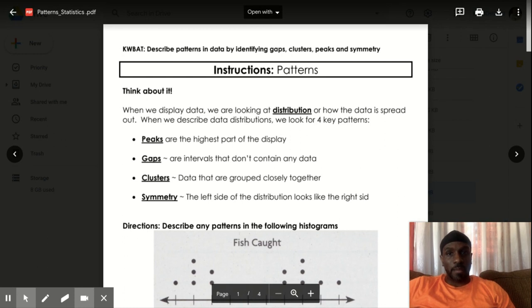Now, today we're going to talk about patterns and describing patterns in your data.